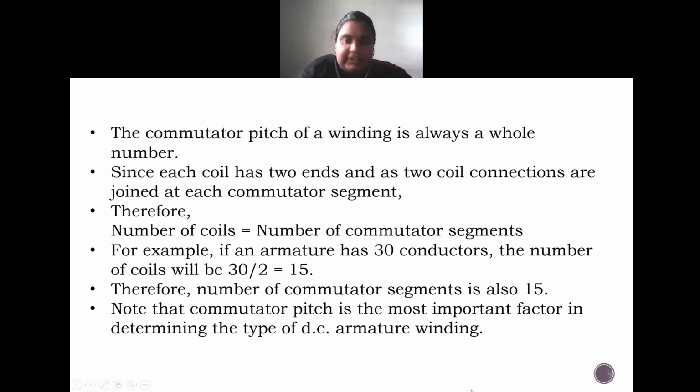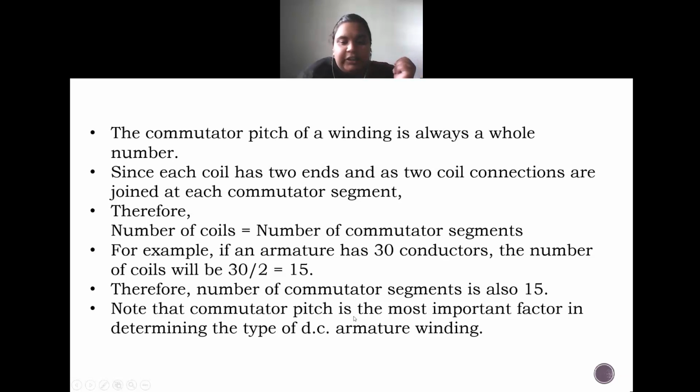Similarly, we can understand that one coil equals one commutator segment. So the number of coils which we are using is equal to the number of commutator segments that we need in that commutator. For example, if an armature has 30 conductors, the number of coils will be 30 by 2, that is 15 coils. So the number of commutator segments is also 15. A conductor is nothing but one side of a coil, right? So how many coils will be there? 30 by 2, that is 15 coils. 15 coils means we need 15 commutator segments.